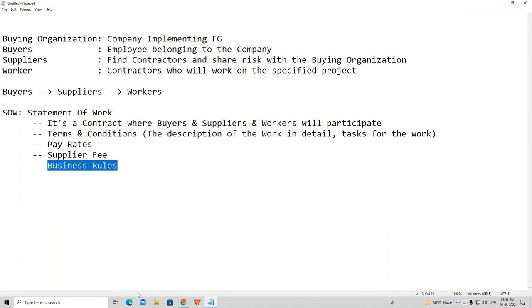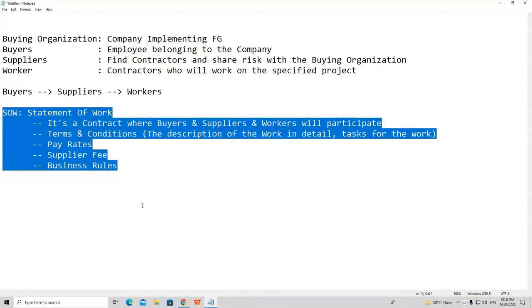Now, I don't need to ask any of you who will create the SOW. All of you will say buyers will create SOW. Exactly correct. But when you create the SOW, is it mandatory that you know which supplier will be selected? Now, some of you are saying no, some of you are saying yes.